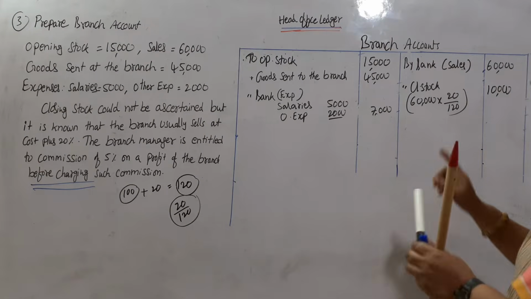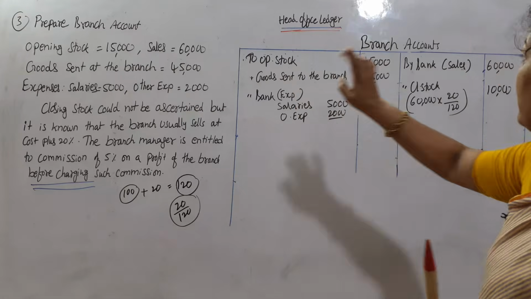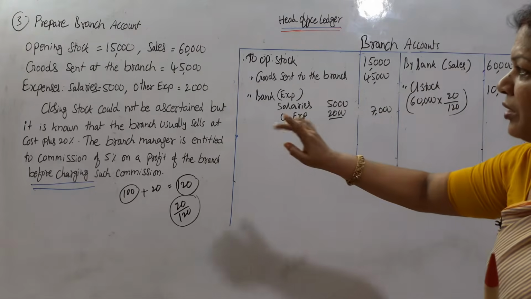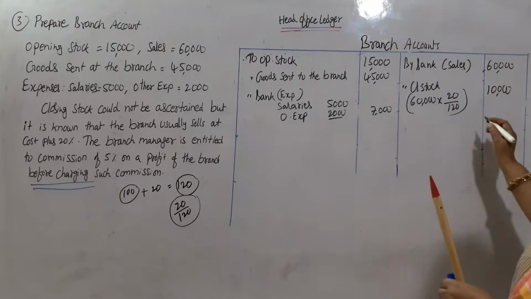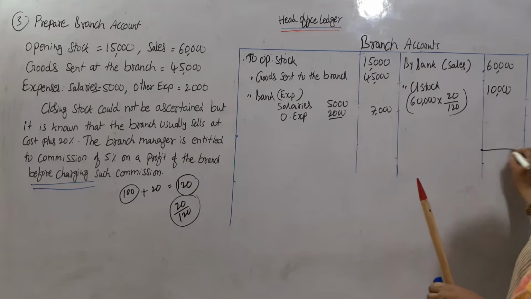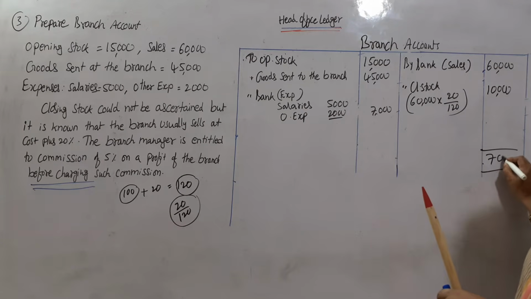Now, right now, credit side we have sales and closing stock, not anything else, right? So total is 70,000.